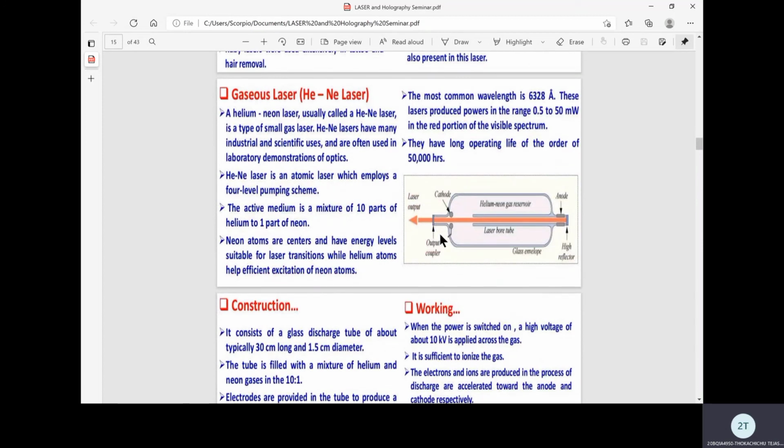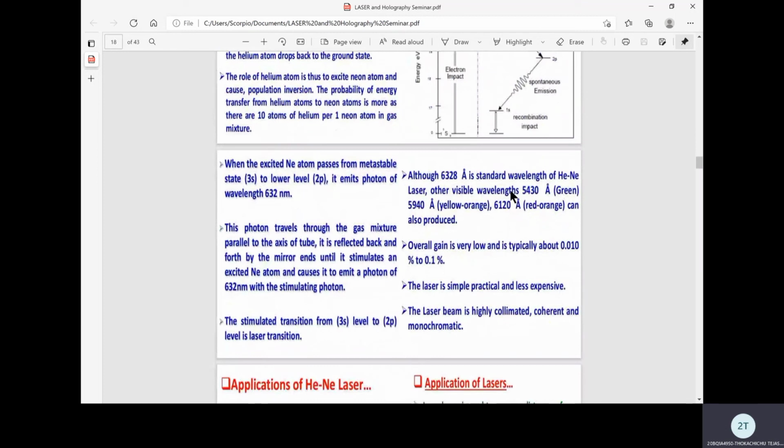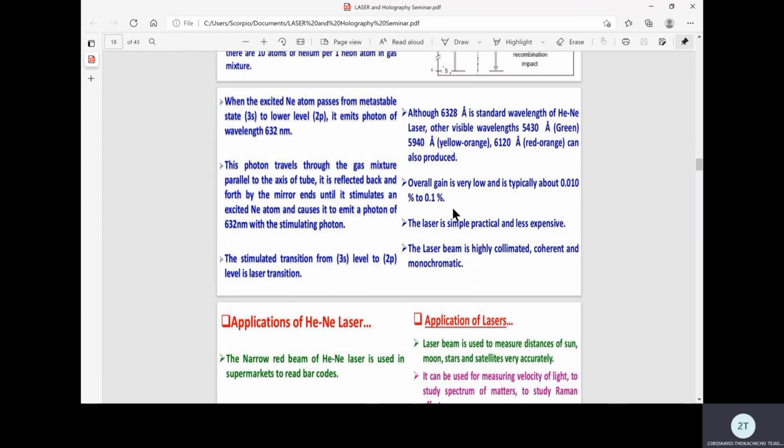This is how laser is obtained, and the common wavelength of the laser light produced in this experiment is 6,328 Angstroms. Also, unlike in the Ruby laser experiment where we only get red light as an output, here we can get various colored lights. That is green light of wavelength 5430 Angstroms, yellow orange or orange light of 5940 Angstroms, and red orange light of 6120 Angstroms too.